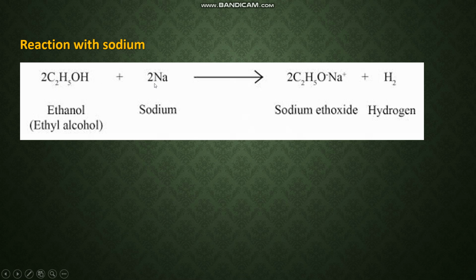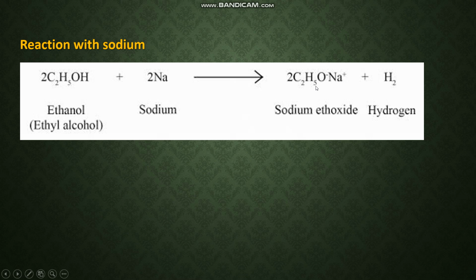When it is reacting with sodium, the hydrogen in the OH group is replaced by sodium. So in the place of hydrogen, sodium occupies. So what will we get? C2H5ONa. That is called sodium ethoxide, and hydrogen gas is produced. So you can see here O minus and Na plus. That means this compound will ionize in such a way that C2H5O minus and Na plus ions. The C2H5O minus is called ethoxide ion and Na plus is the sodium ion, you know.